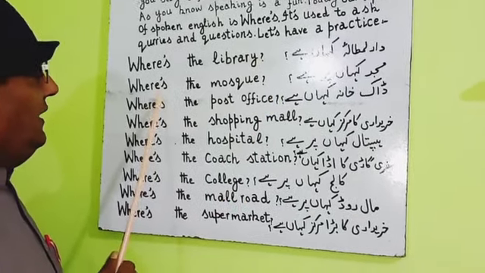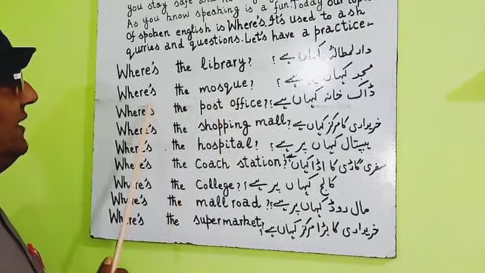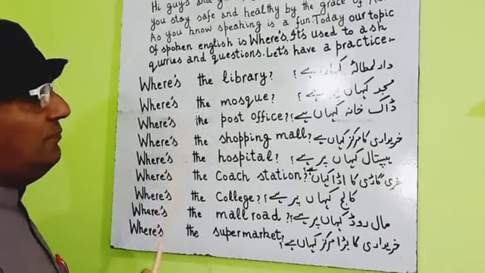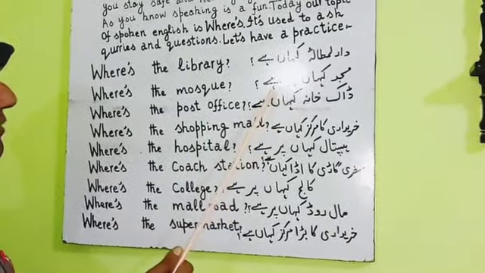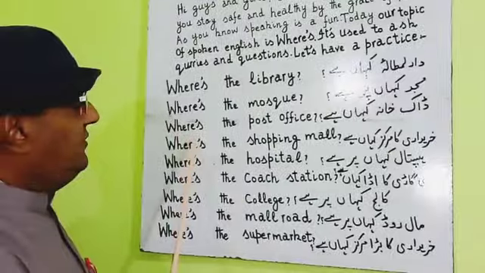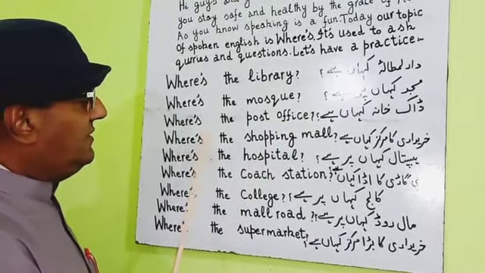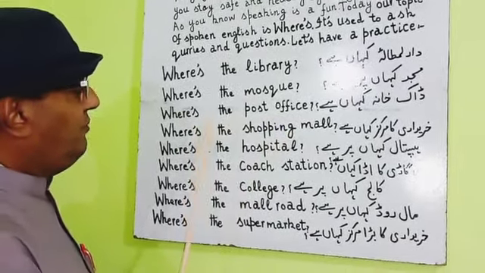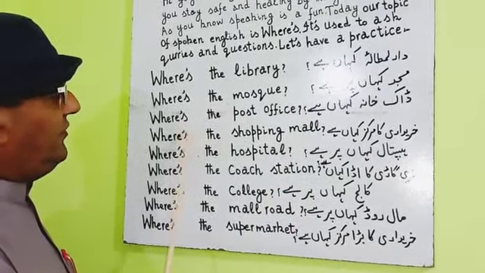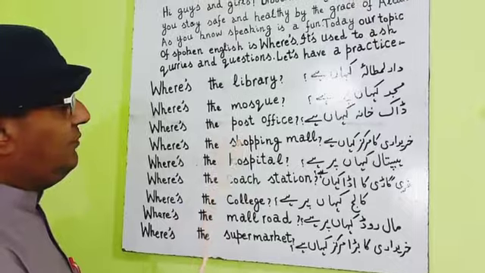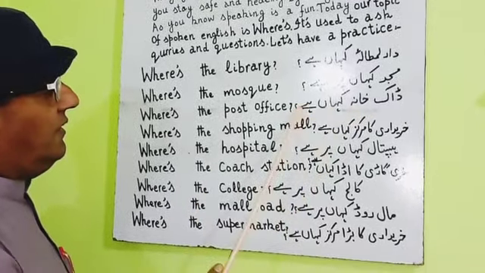Next query is where's the mosque? Where's the mosque? Masjid kahan par hai? Next is where's the post office? Where's the post office? डाकखाना कहाँ है? Where's the post office? डाकखाना कहाँ है?